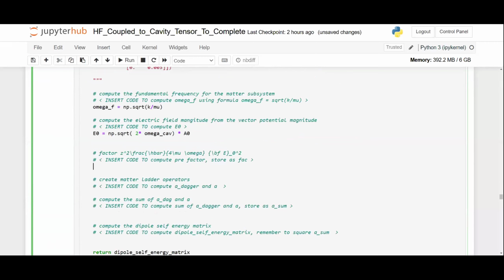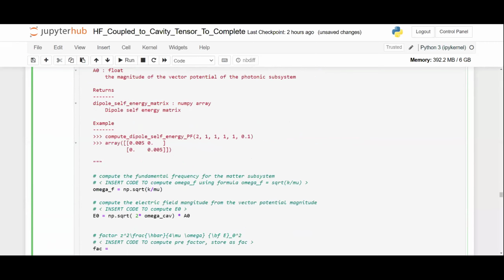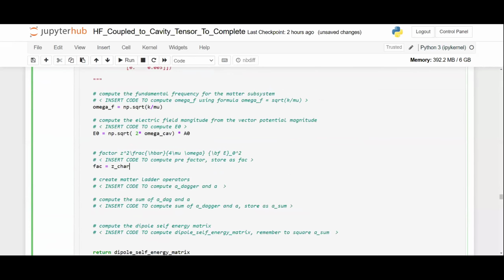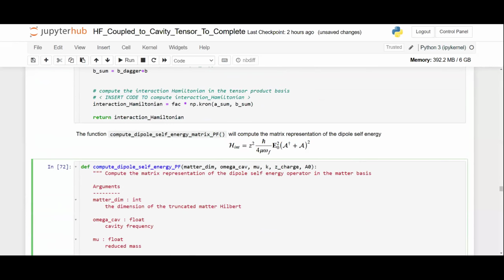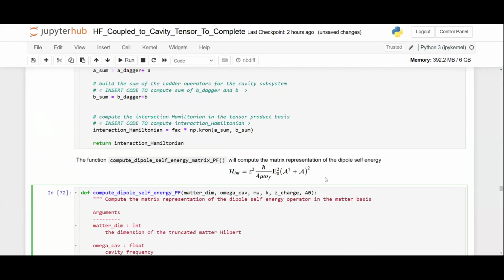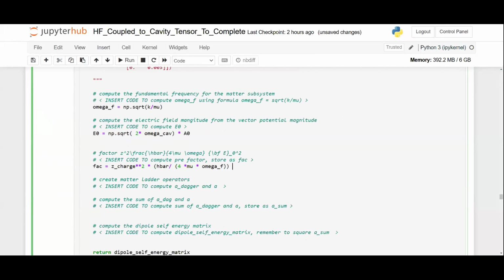All right, and then we will compute our prefactor and store it in fac once again, and that is going to be z charge squared times h bar over 4 times mu times omega matter multiplied by E naught squared.